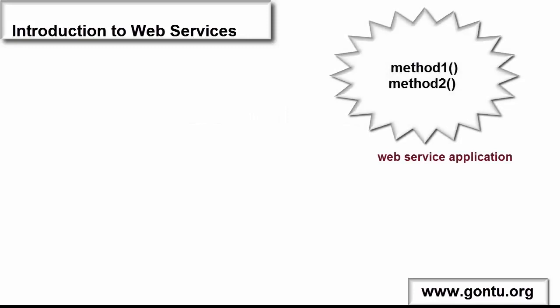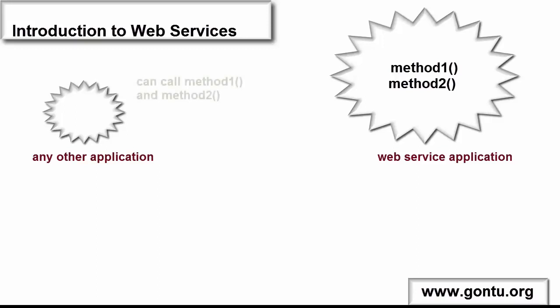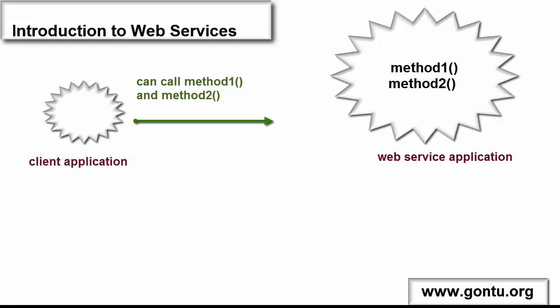So if this is a web service application which has exposed these two methods to the outer world, then any other software application developed using any language can make a call to these methods. An application which makes a call to the methods of a web service application is in general known as a client application. And the web service application itself is in general known as a service provider.